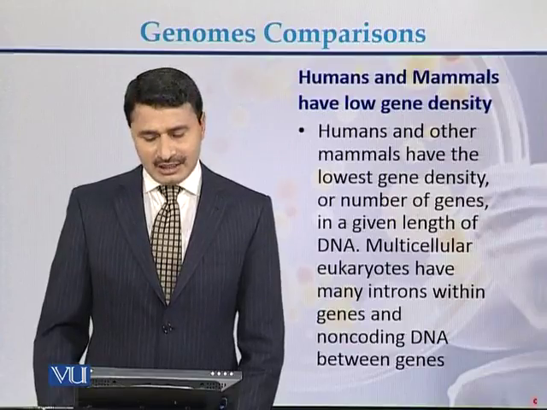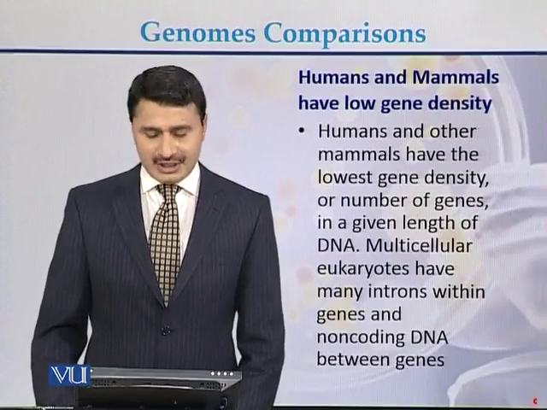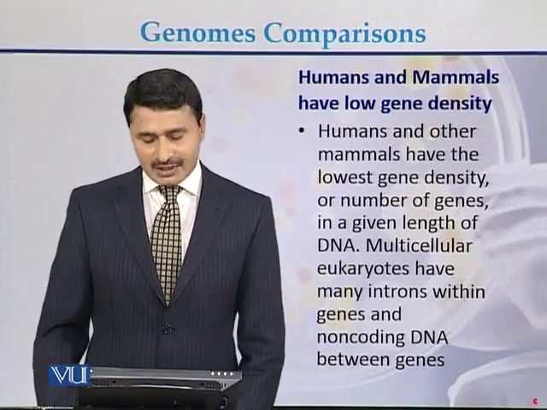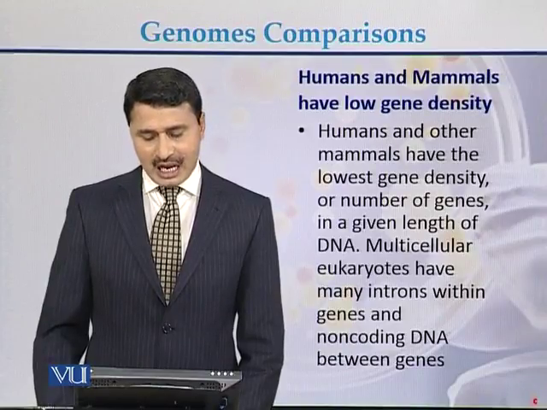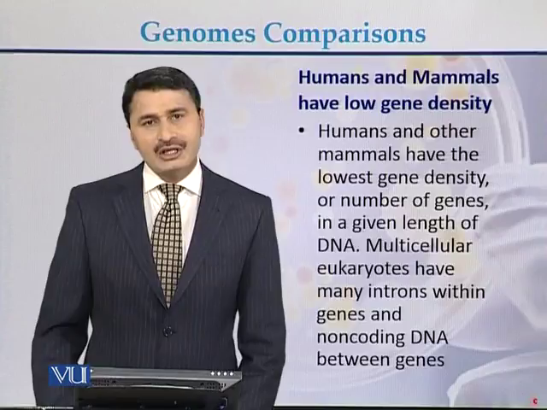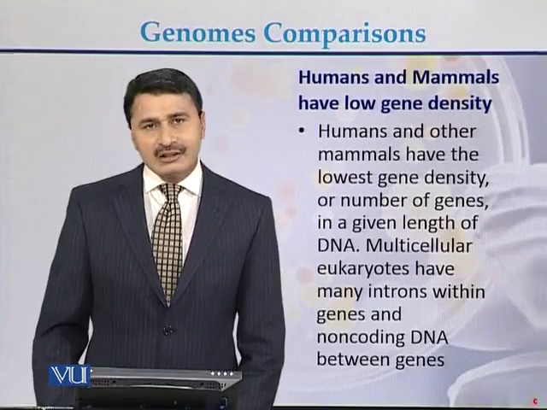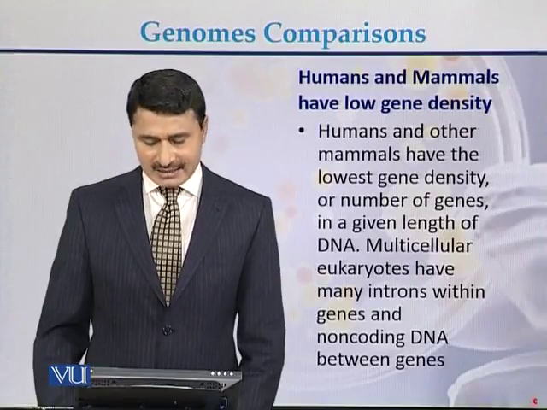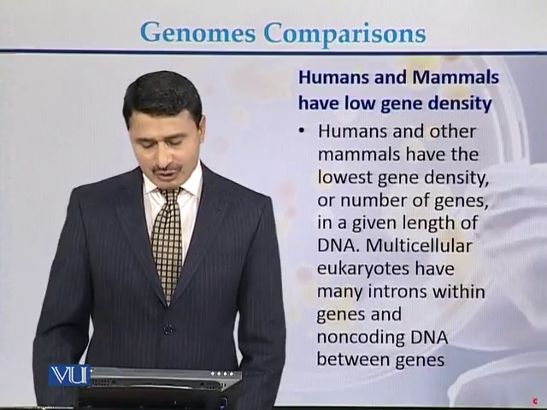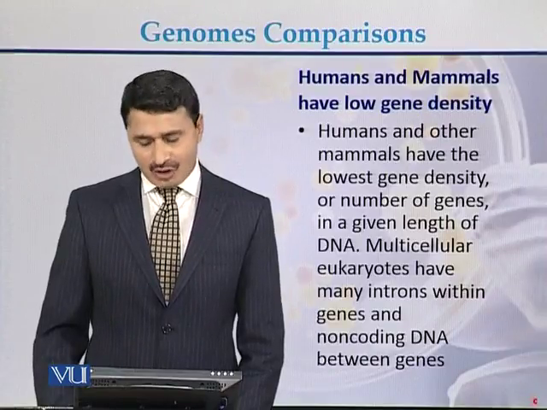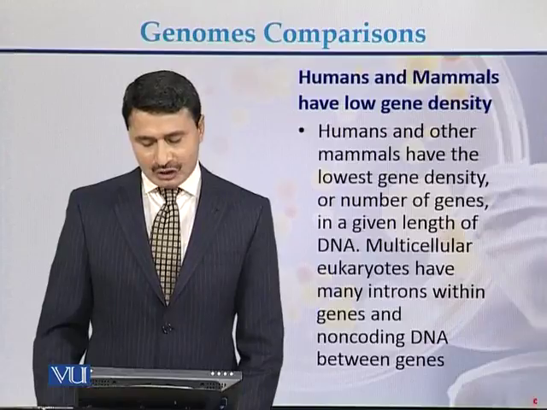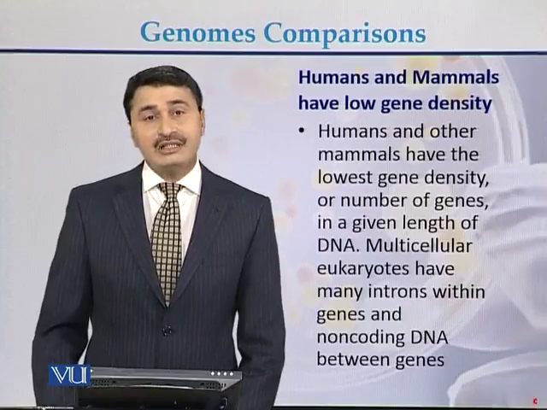Humans and mammals have low gene density. Humans and other mammals have low gene density, meaning the number of genes in a given length of the genome is less. Multicellular eukaryotes have many introns within the genes and non-coding DNA between the genes.